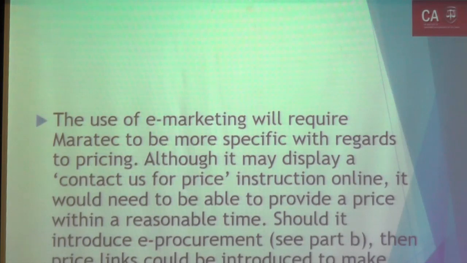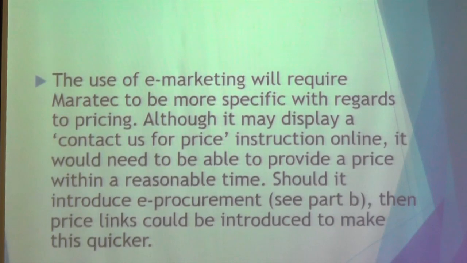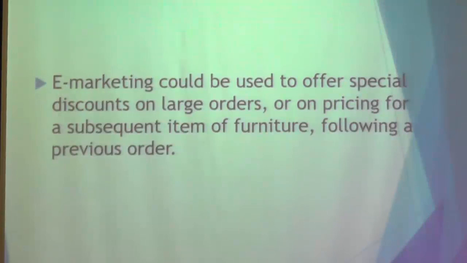The use of e-marketing will require Maratech to be more specific with regards to pricing, although it may display a 'contact us for price' instruction online. This is e-marketing through websites and all this stuff. It would need to be able to provide a price within a reasonable time. Should it introduce e-procurement, then price links could be introduced to make things quicker. E-marketing could be used to offer special discounts on large orders or on pricing for subsequent items of furniture following a previous order. So now this is how e-marketing is going to help you.